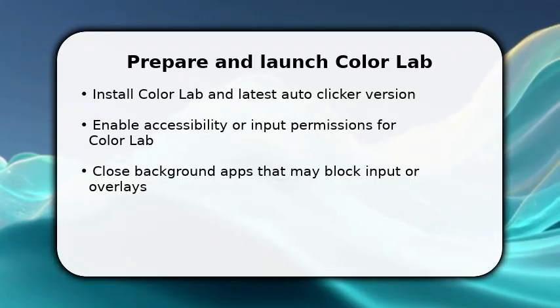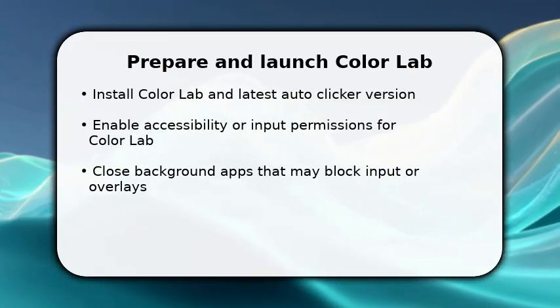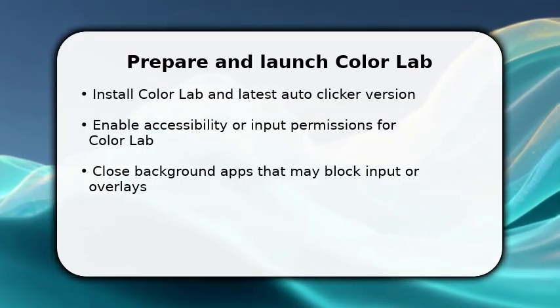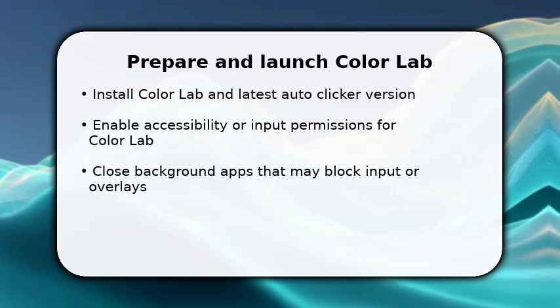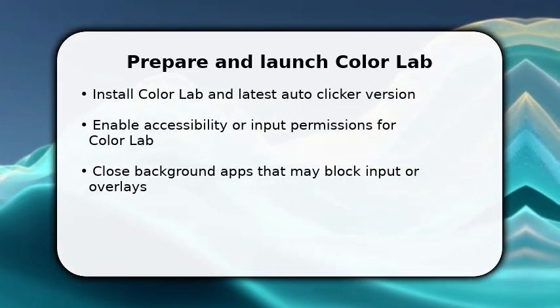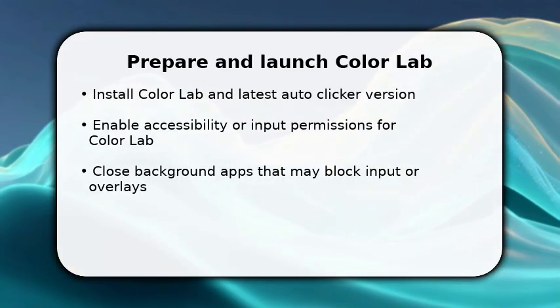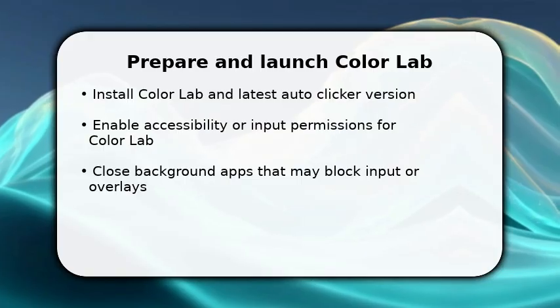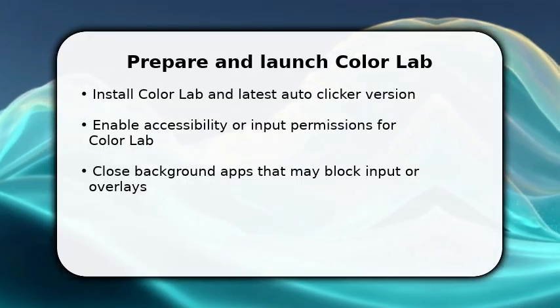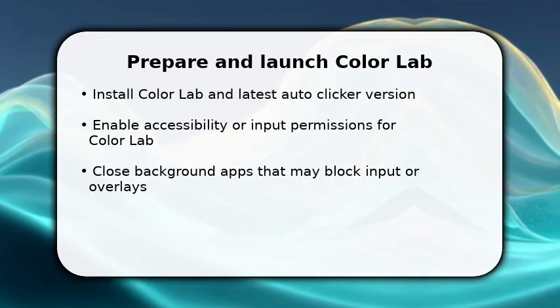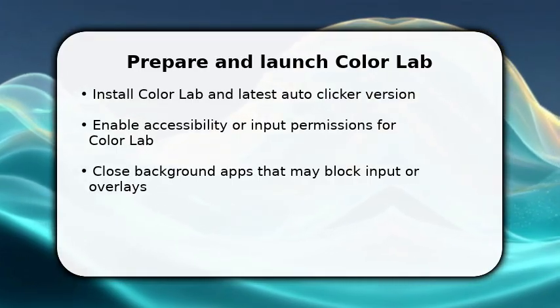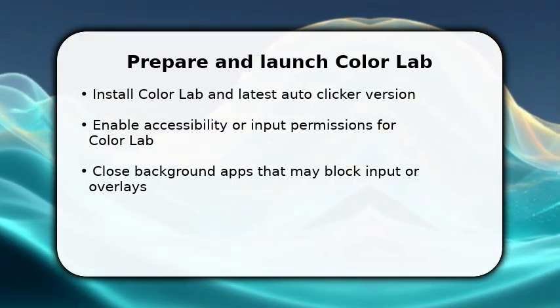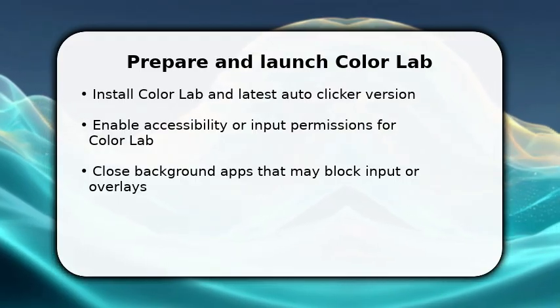You start by preparing Color Lab and the Auto Clicker app so they can communicate. Grant accessibility or input permission access to the clicker. This lets it send clicks into Color Lab. Once done, launch Color Lab first, then open the Auto Clicker so it detects the window. Make sure overlay permissions are off if they interfere, and test a single manual click to confirm the target area registers before proceeding to automated mapping.